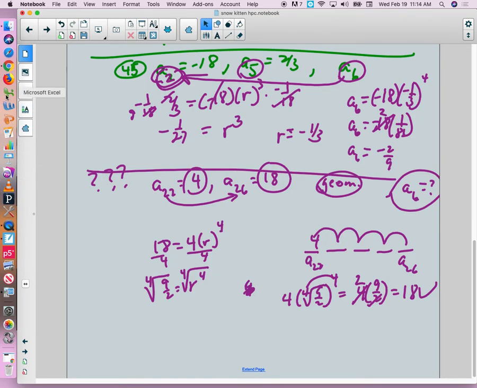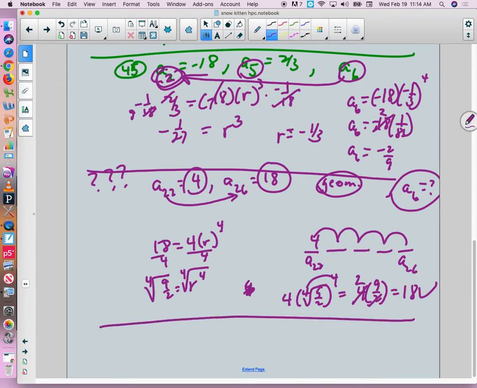Now let's see how I can find a sub 6. So first of all, let's write it down. All right, so how am I going to find a sub 6? I can say to get from a sub 6, I'm going to take the fourth root of 9/2.